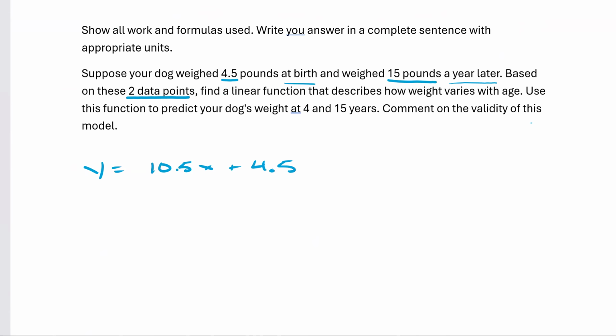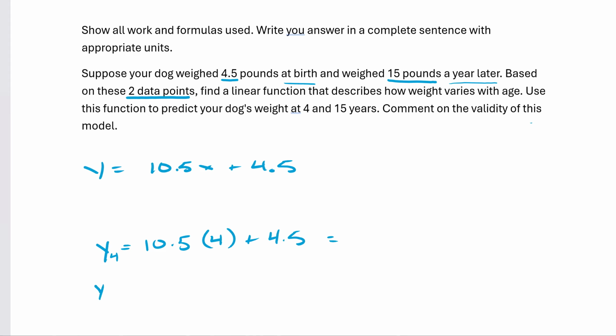It says we now need to use this function to predict your dog's weight at 4 and 15 years. So we're going to do two calculations, one for the dog's weight at 4 years and one for the dog's weight at 15 years. Basically you're just going to plug in the value for x. So instead of 10.5x, you can do 10.5 times 4 plus that 4.5. And this will get you the dog's predicted weight at 4 years old.